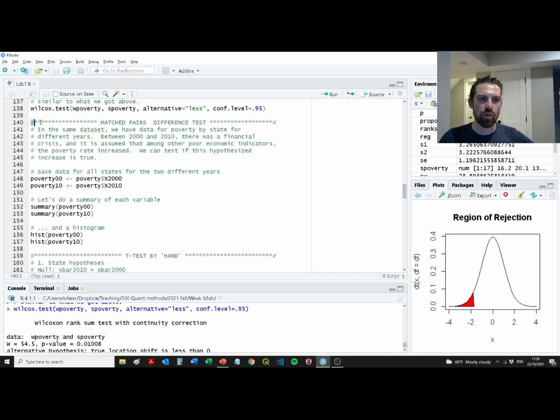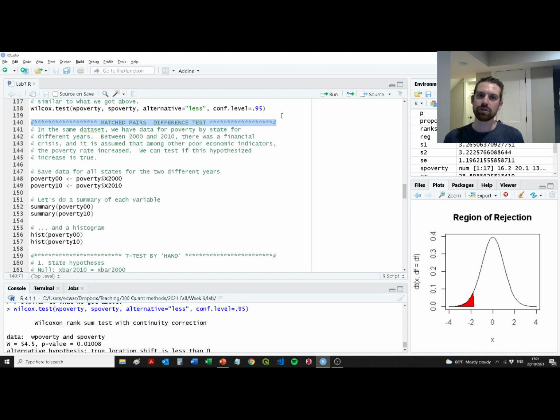So now we're going to focus on matched pairs difference tests. You remember before we were focusing on independent samples, where you could have values for house prices in either Fairfax City or Richmond, for example. And essentially those samples would be completely independent.